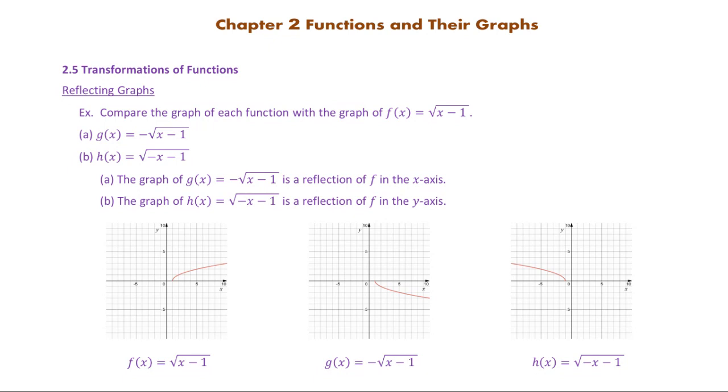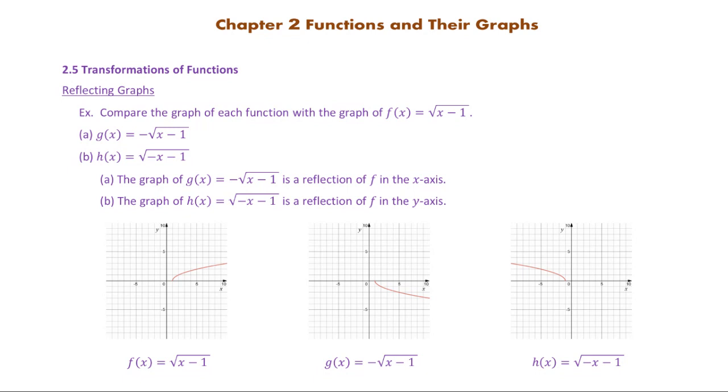So you can double check the graphs of those three functions, and you can see that's indeed the case. On the left, we have the graph of f equal to square root of x minus 1 in the first quadrant. In the second graph, the graph g is negative square root of x minus 1. It's in the fourth quadrant, and you can clearly see that it's just the reflection of f across the x-axis or in the x-axis. And on the right, we got the graph of h equal to square root of negative x minus 1.